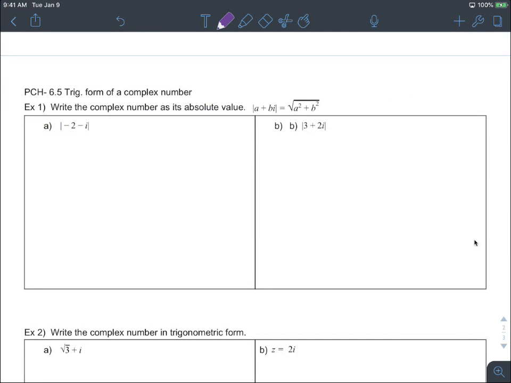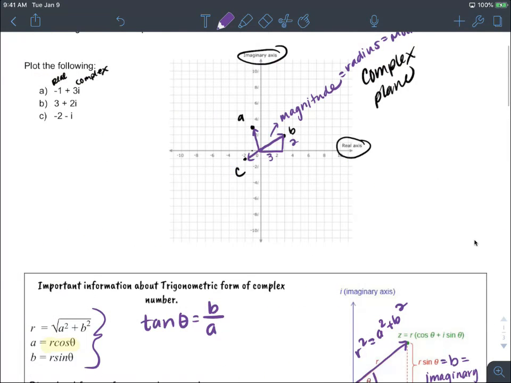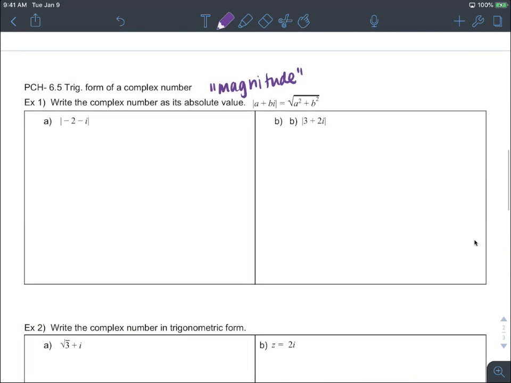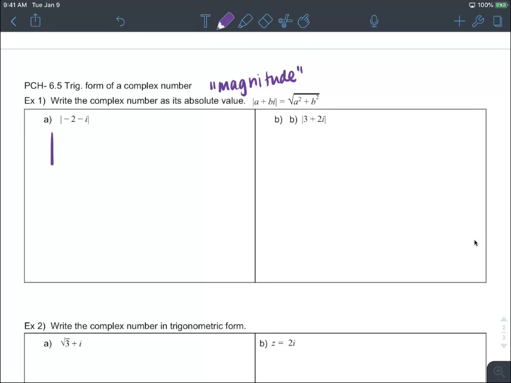Okay, so write the complex number as its absolute value. This is aka magnitude. So what is the magnitude, the absolute value of the complex number? Okay, so if I go back to my example, we're going to be looking at examples of the point C here. So -2, -1 is our component. So let's just regraph this. 1, 2, negative 1. So the vector will look something like this.